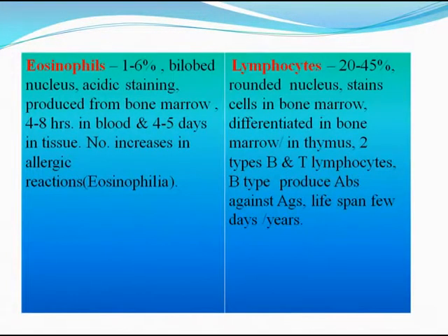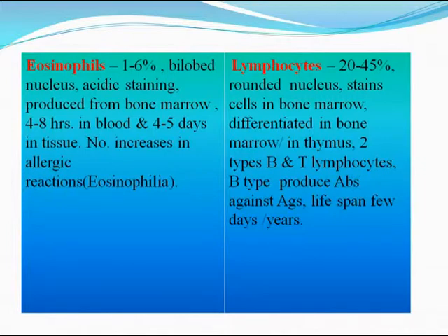Eosinophils, these are 1 to 6%, stain with acidic dye, the nucleus is bilobed, they originate from bone marrow, and they reside 4 to 8 hours in blood and 4 to 5 days in tissue. When the number of eosinophils increases, we call it eosinophilia.